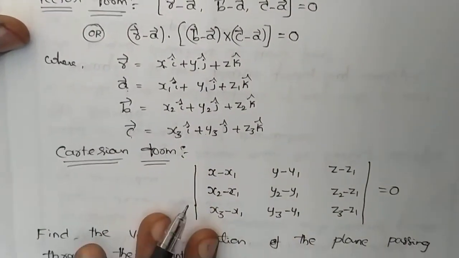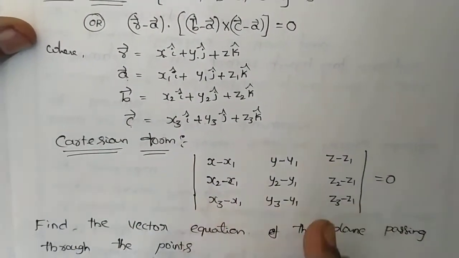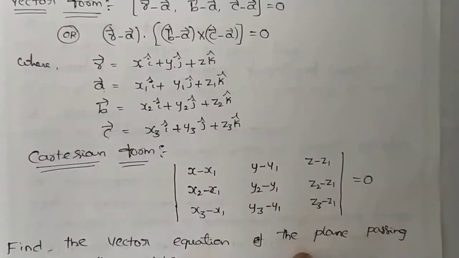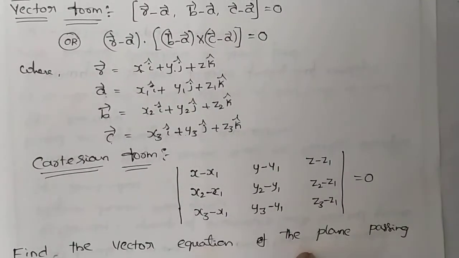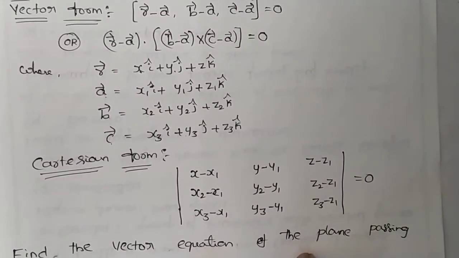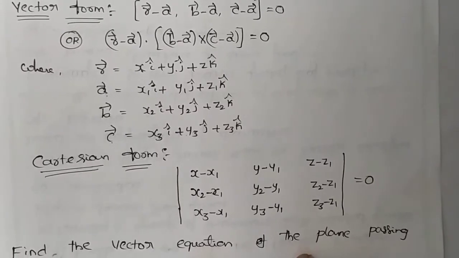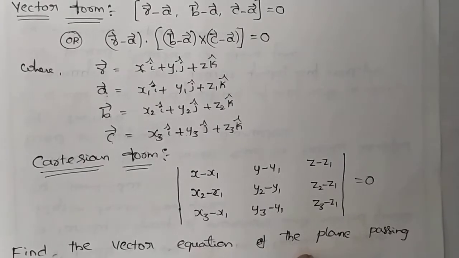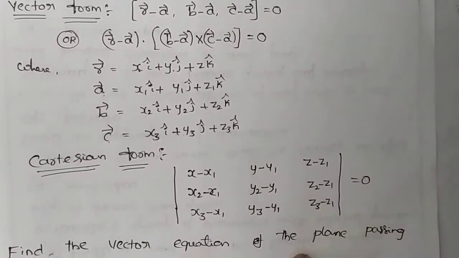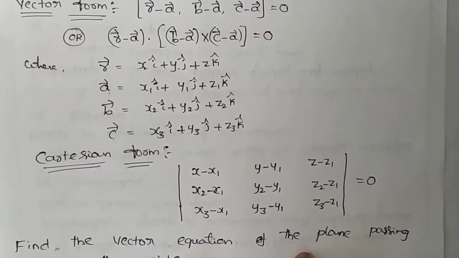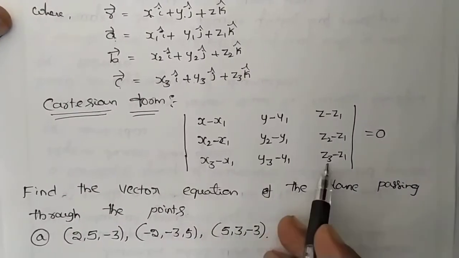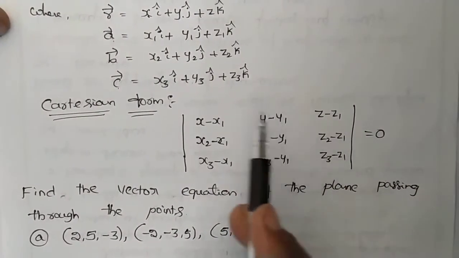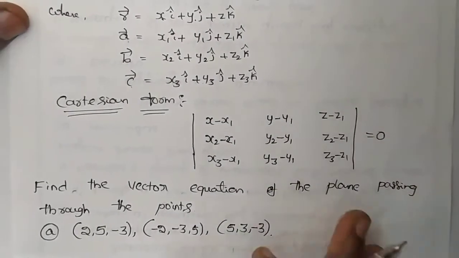What about the Cartesian form? The Cartesian form will be the determinant of x minus x1, y minus y1, z minus z1; x2 minus x1, y2 minus y1, z2 minus z1; x3 minus x1, y3 minus y1, z3 minus z1, equals 0. That means the determinant value equals 0.